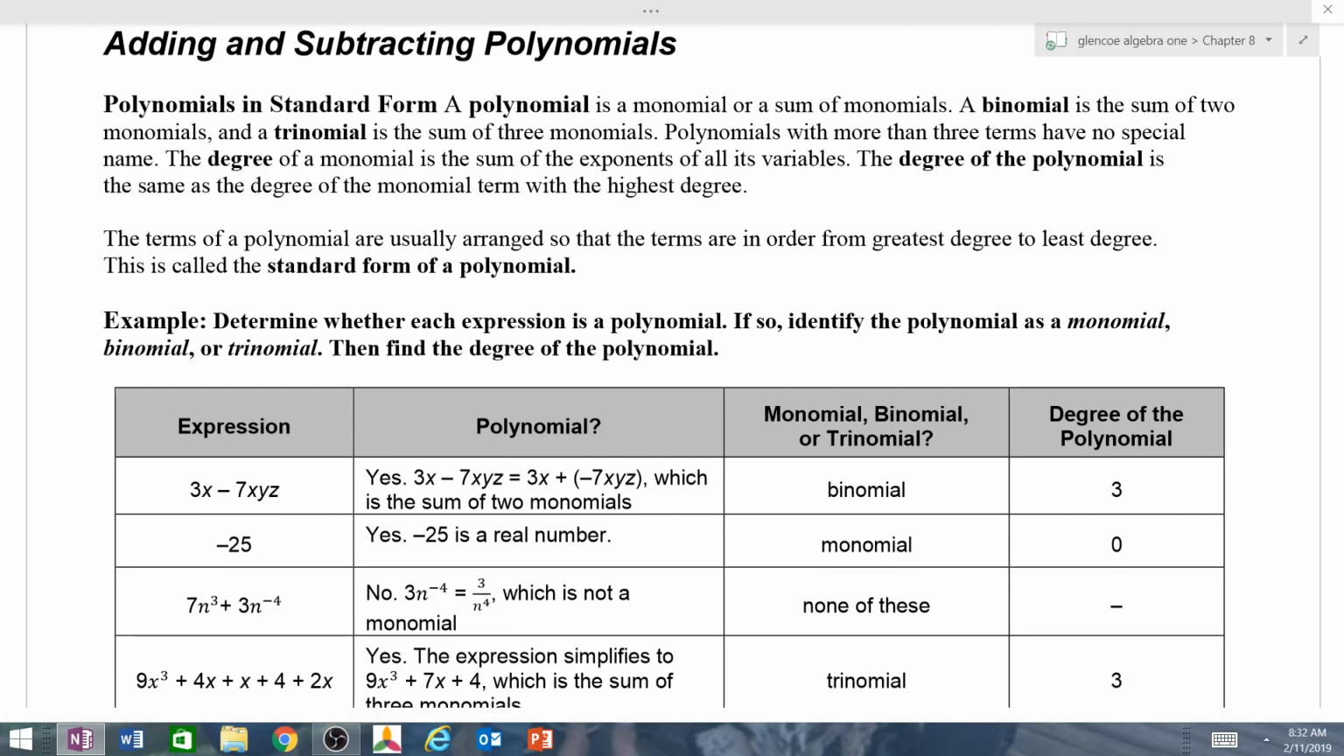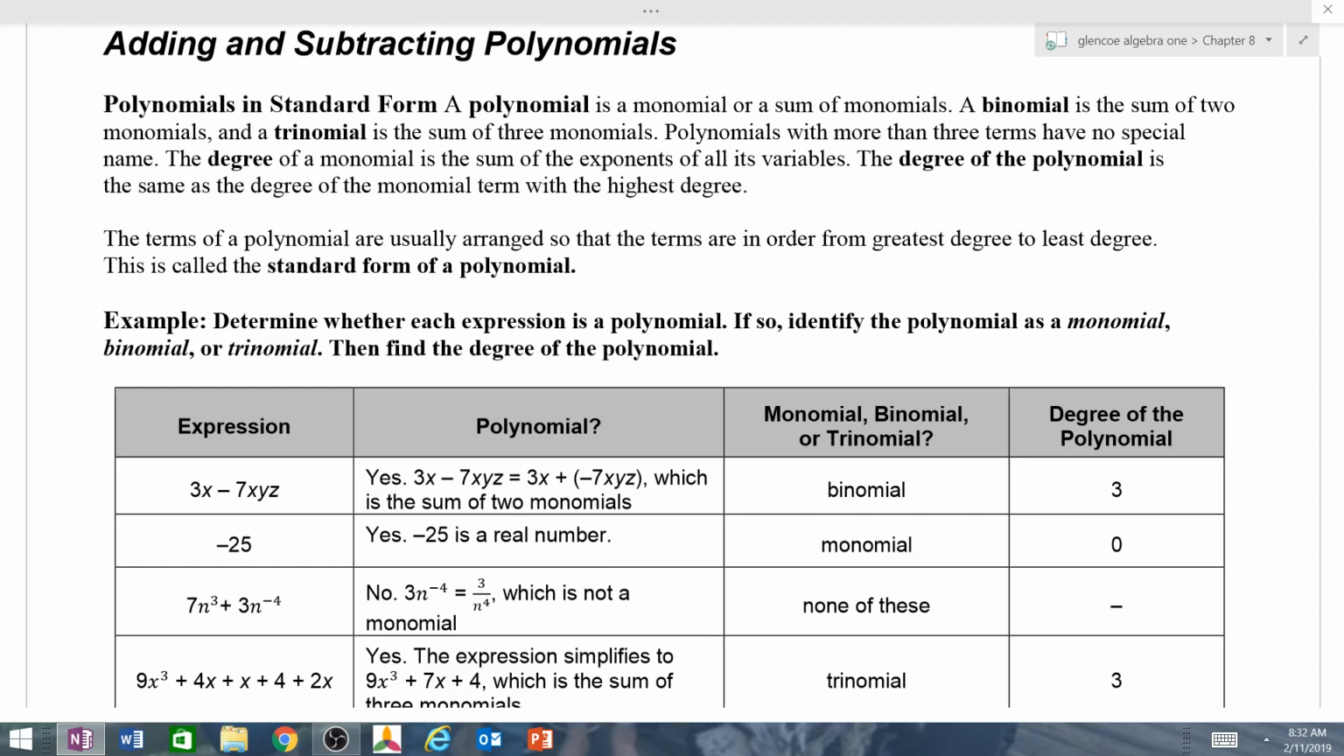Okay, so we're going to talk about polynomials, and we're going to talk about three specific types. A polynomial is a monomial. We have already talked about monomials back in chapter 7. A monomial is one term, or it could be the sum or difference of monomials. So a monomial, mono, the prefix meaning one. A binomial is the sum of two monomials. Remember, it could be the sum or difference, so bi meaning two. And a trinomial is the sum or the difference of three monomials.